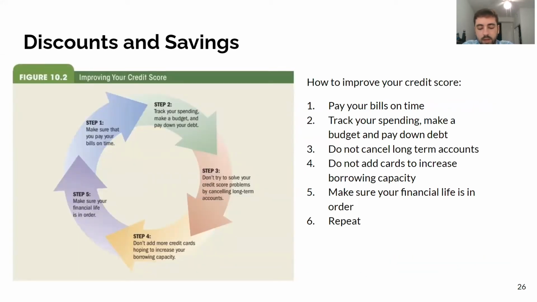Aside from discounts, another way to save on your insurance costs is to work on improving your credit score. You can do that by paying your bills on time, tracking your spending and making a budget to pay down debt, not canceling long-term accounts, not adding cards to increase borrowing capacity, and making sure your financial life is in order and repeating those steps.